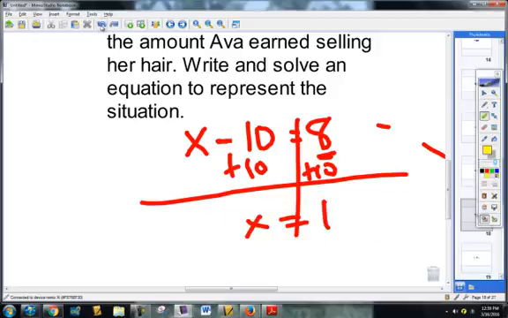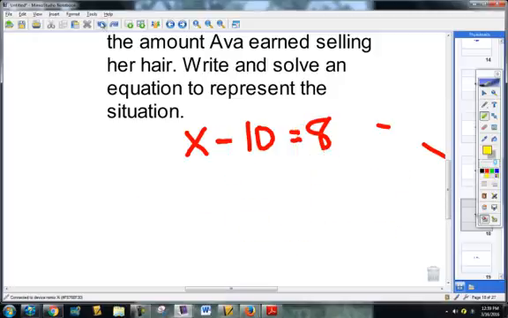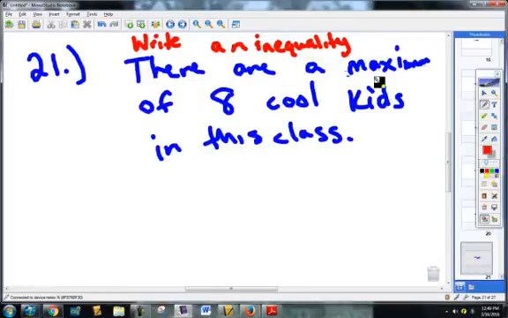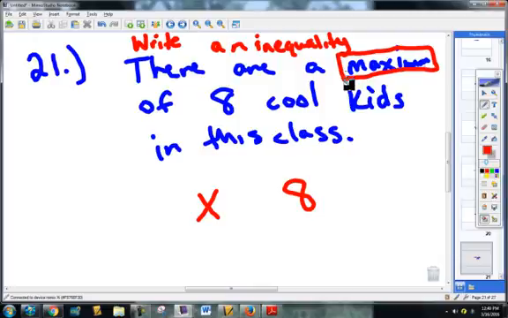Okay? Shh, guy. Okay? So here we go. There are a maximum of 8 cool kids in this class. So I know we got 8X and we got 8. Now, with the word maximum, would that be including the 8? Could there be exactly 8 cool kids? Yes, there could. So now you need to determine whether or not a maximum would be 8 or less or 8 or more. Unisa, what do you think?